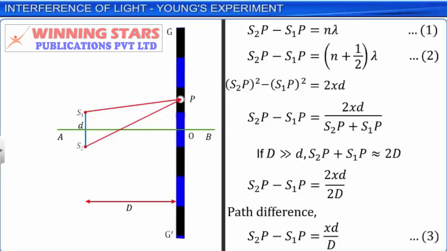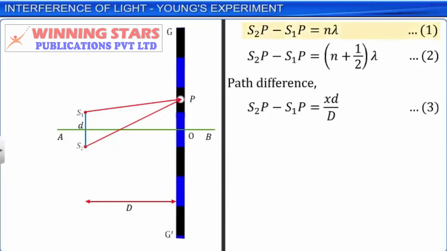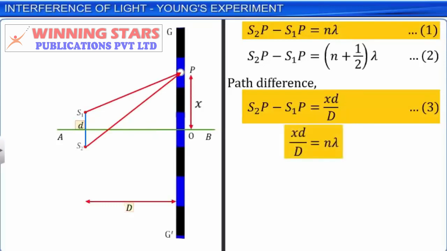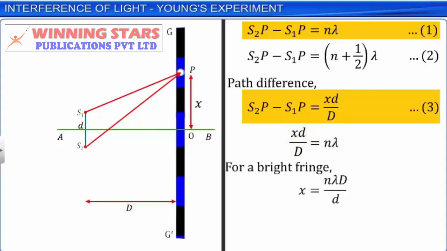From equations 1 and 3, the condition for point P to correspond to a bright band is x into d by D is equal to n lambda, or x is equal to n lambda D by d. Let this be equation 4.